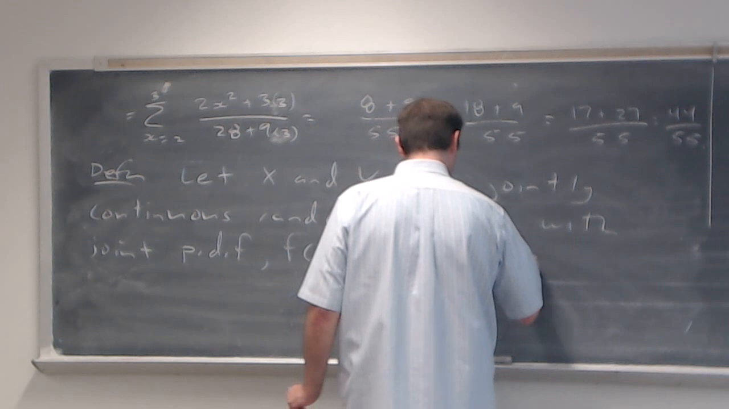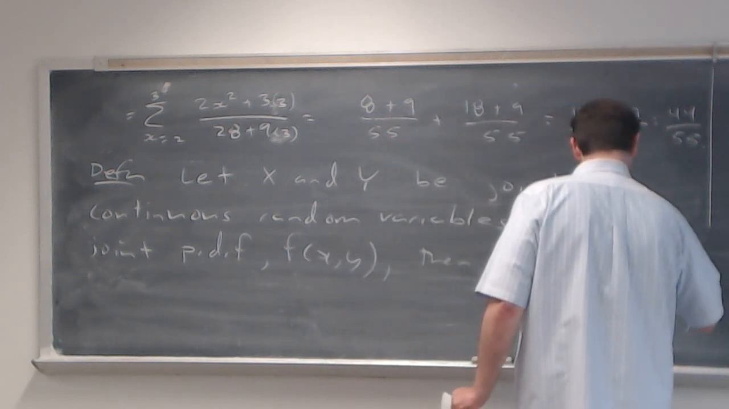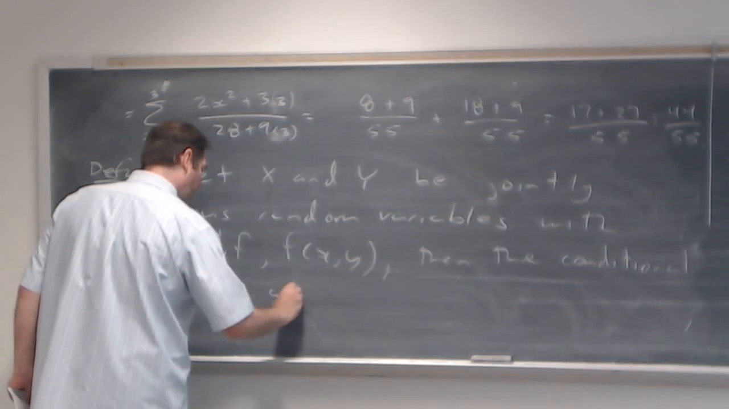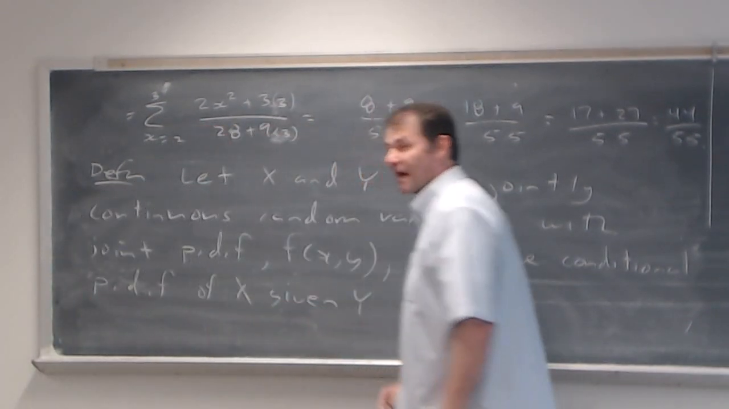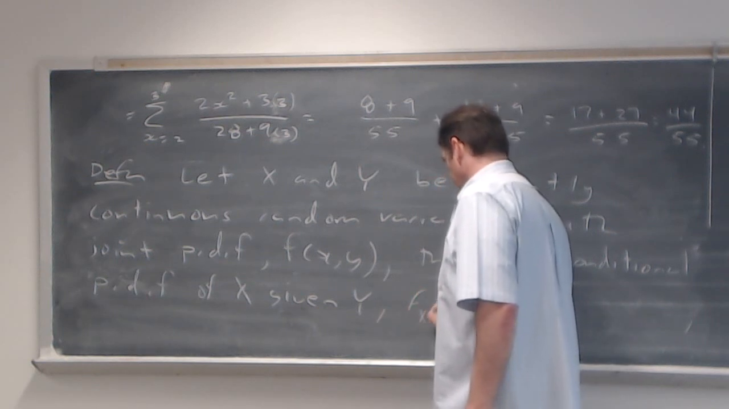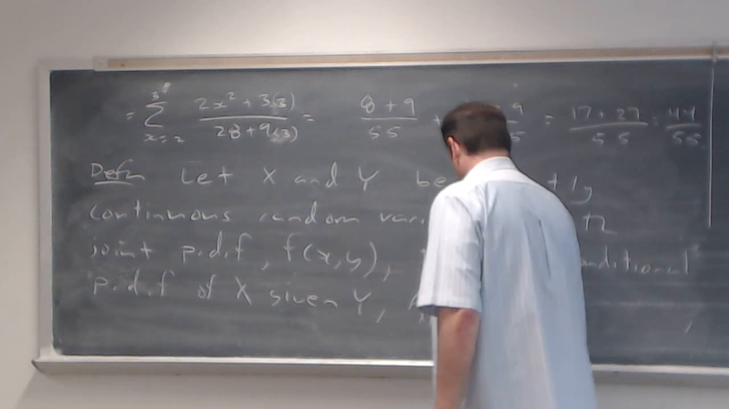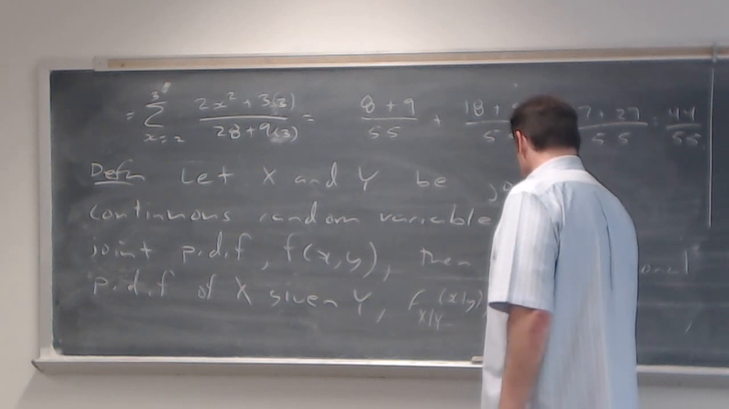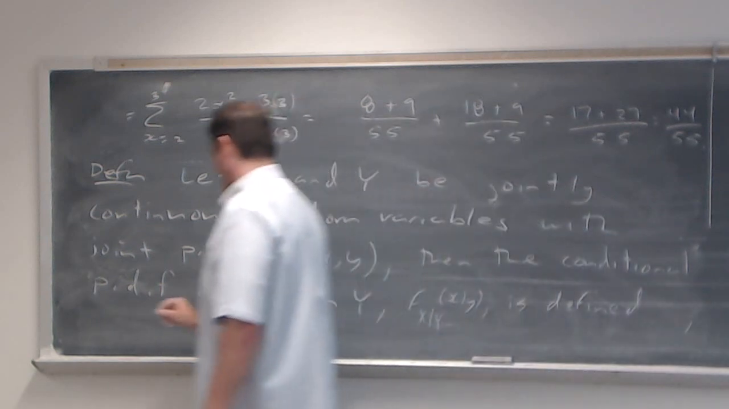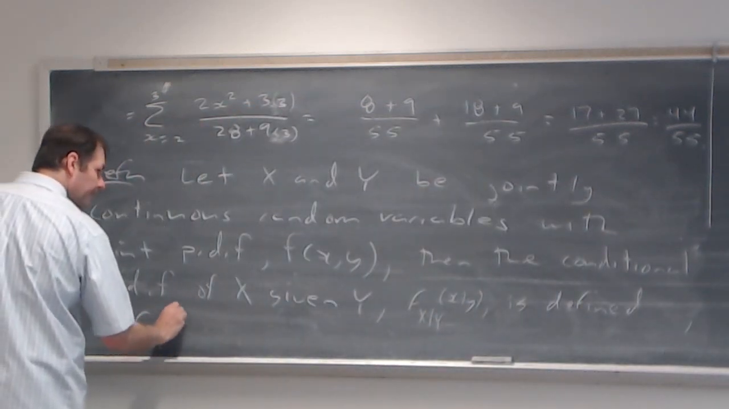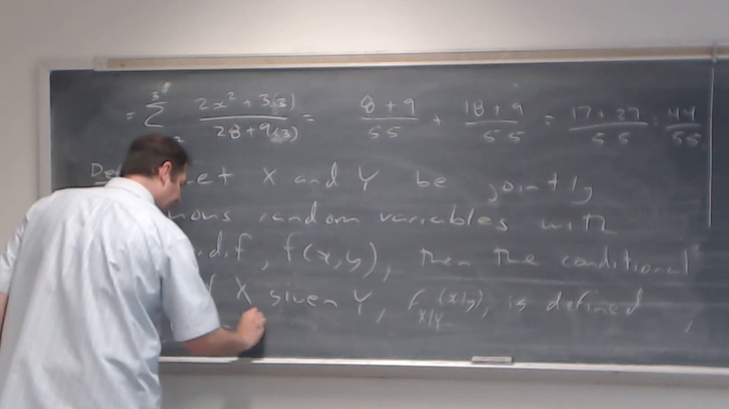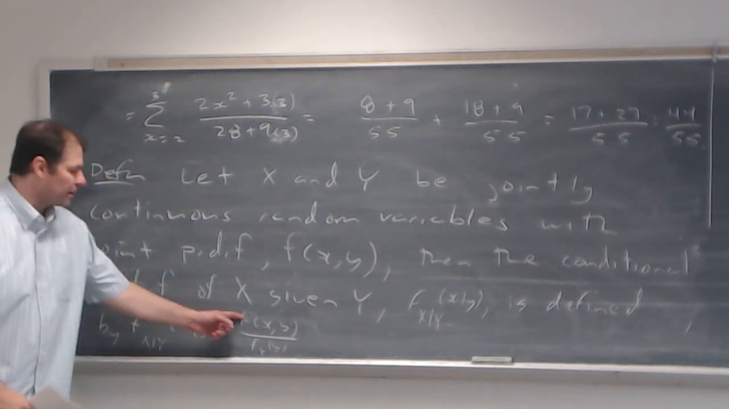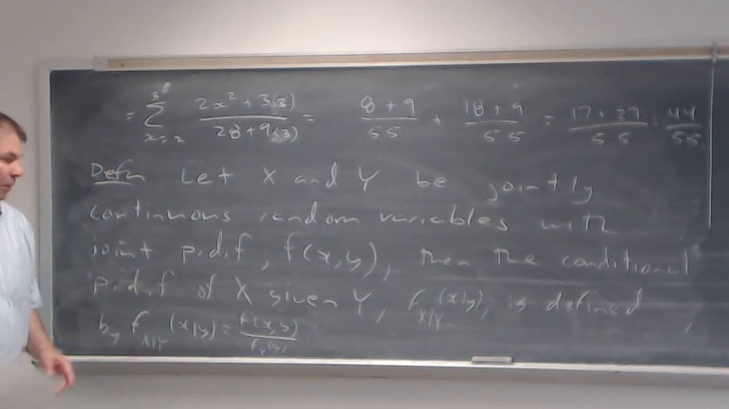Then the conditional probability density function of x given y is defined similarly and denoted similarly to the discrete case. f sub x given y of x given y, little x given little y, is defined by f of x comma y over f sub y of y, where that's the joint PDF over the PDF of y, the given part.